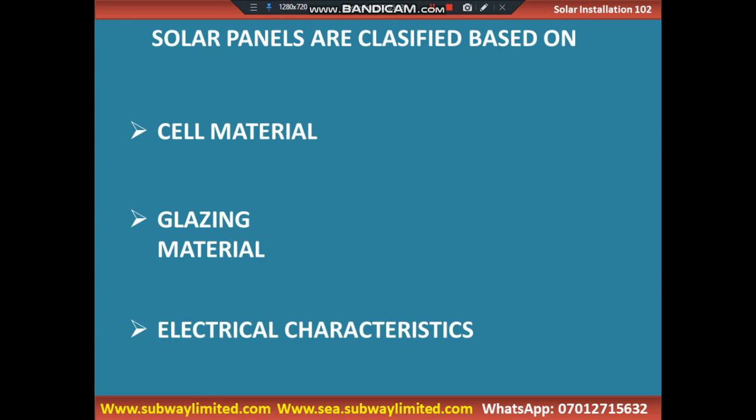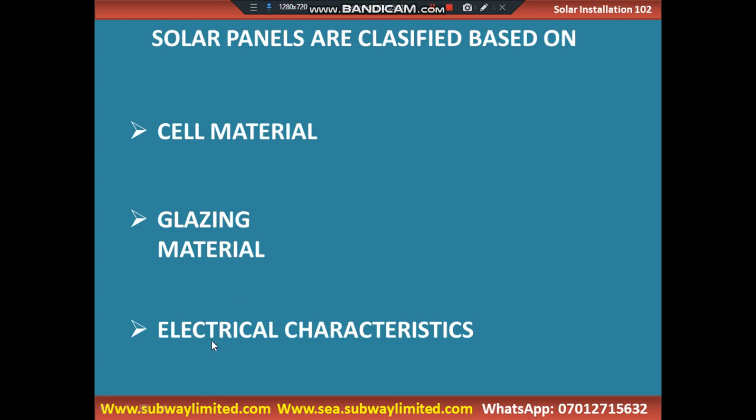We will dwell more on the cell material of a particular solar panel, because it is the cell material that gives us the different types of solar panels that we have in the markets, including the monocrystalline solar panels, the polycrystalline solar panels, and the amorphous solar panels. We will not dwell much on the glazing material.